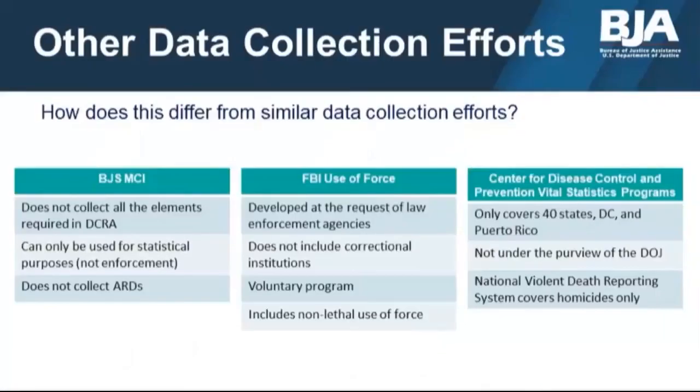There are 3 similar data collection efforts to the Death in Custody Reporting Act, each with a slightly different focus and purpose: the BJS Mortality and Correctional Institutions Program, the FBI's Use of Force Program, and the CDC's Vital Statistics Program. Their differences are highlighted here, but here is an example of a reportable death under DCRA, but not in one of these other data collection systems. A person dies during the process of an arrest from a heart attack. Under the DCRA, this is a separate reportable death, but it is not a reportable death under the use of force program, for example.